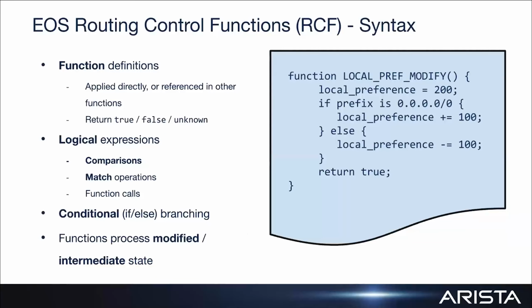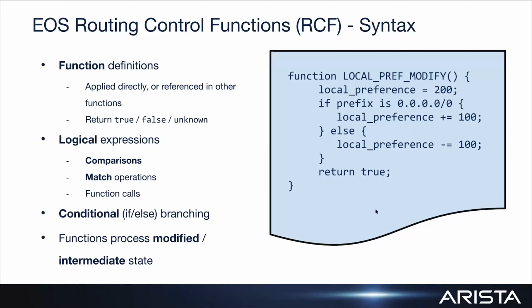So, as mentioned, it does look like a programming language, and so those of you with a background in that will see a lot of familiarity here. Within our RCF code, we can define functions, and each function can perform some sort of task before returning a value. So that value is typically true or false, but it can also return unknown, depending on the use case. Now, once we have defined a function, that function can be referenced in other functions. So straight away, you can see that you're getting a lot more flexibility in how you define your policy compared to, say, a route map.